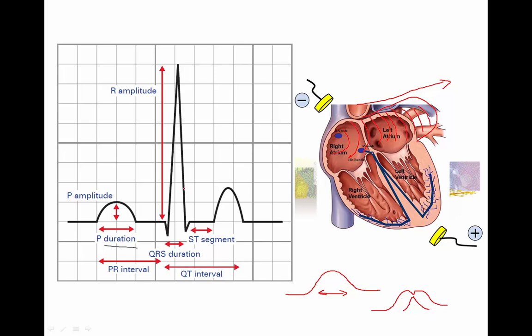Of note, we are talking about evaluating here the ECG following lead II, which is this angle of the heart where the positive electrode is in the lower left limb and the negative electrode is in the right forelimb.